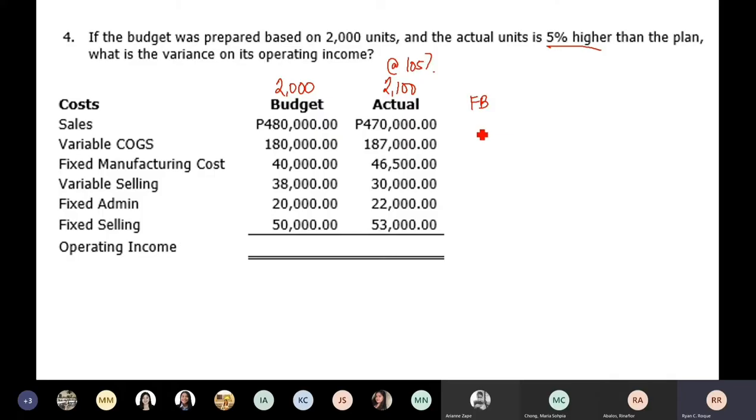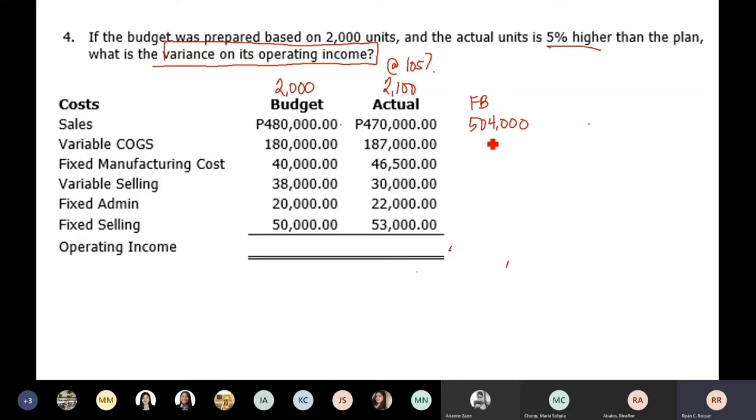So, magkano yung flexible budget natin this time? That would be 480 times 1.05 and that is 504,000. Ang tanong po kasi rito, what is the variance on its operating income or yung pinaka total na natin na variance dito po sa ilalim? One way is kunin mo muna yung total sa ilalim, compare the two. Pero one way, another way is compare isa-isa yung items.